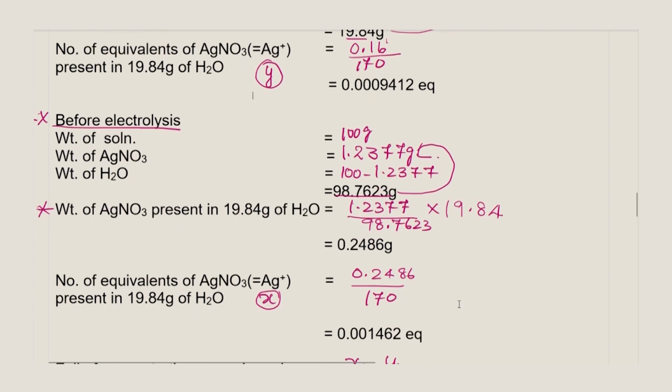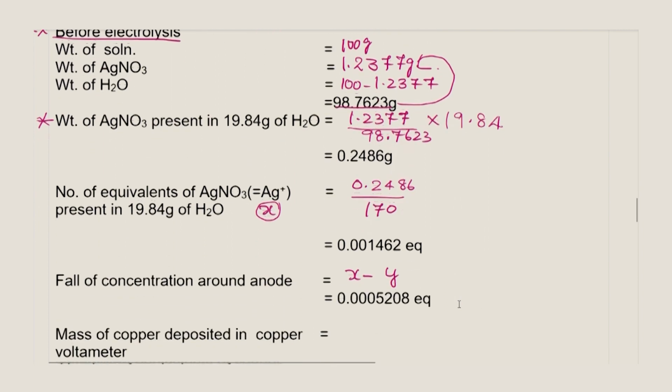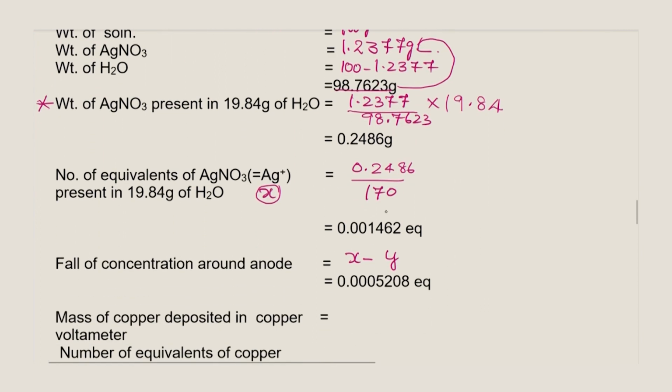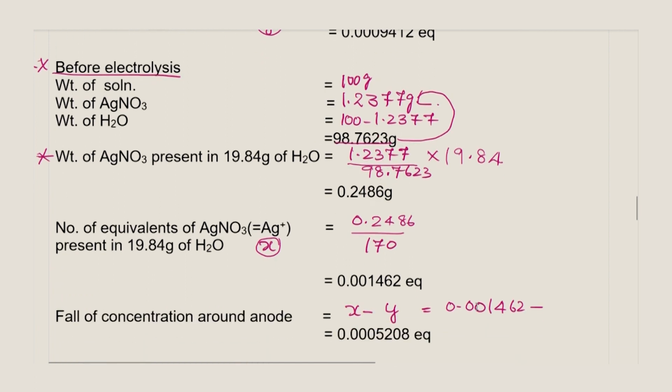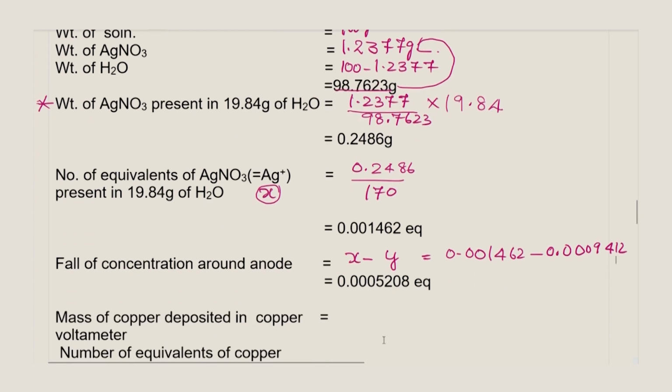Okay. Now, compare these two, you can see x is always greater than y. So, in this case we can directly apply that as x minus y, which is equal to 0.001462 minus 0.0009412, and the answer will be 0.0005208 equivalents. That is the fall in concentration.